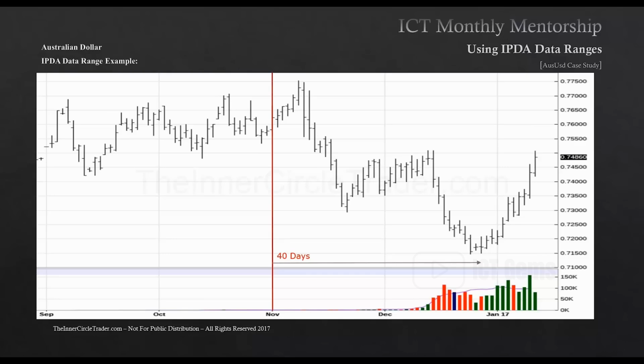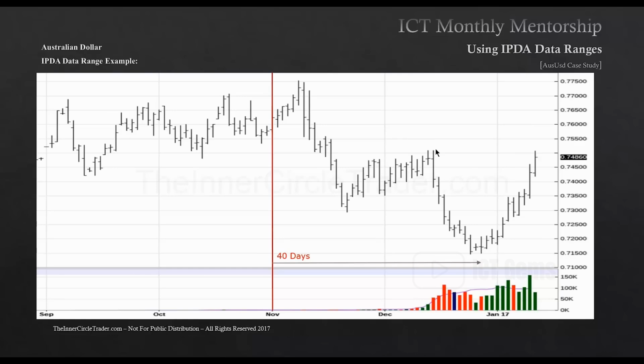What was the highest high formed in that range? It's going to be mid-December, where it made those equal highs. So what's resting above that? Buy stops. So what is the IPDA algorithm going to do? It's going to seek that liquidity. It's going to go up there and take that.